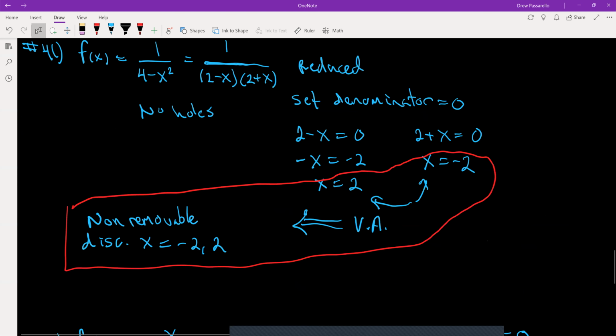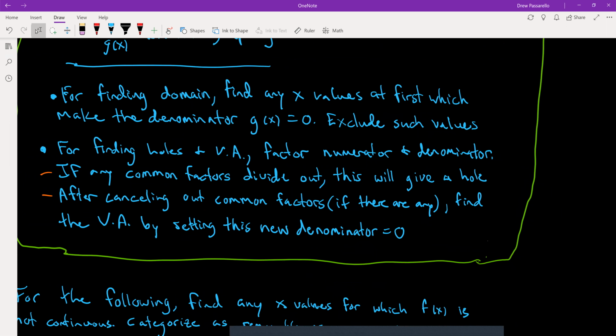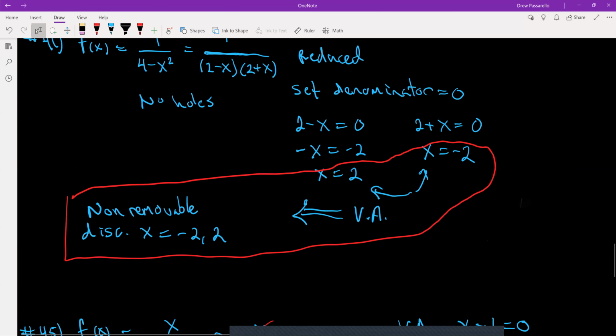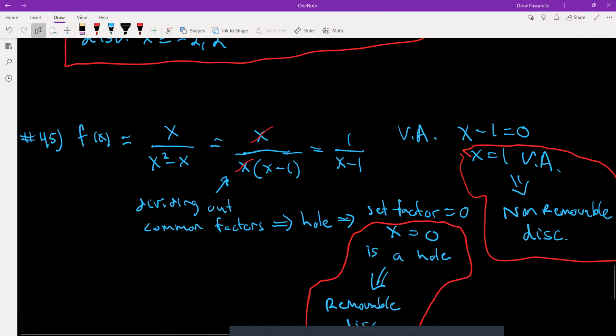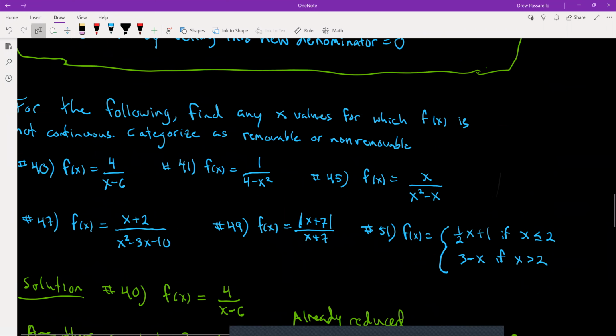And this follows from my strategy. For finding holes and vertical asymptotes, you factor numerator and denominator. Any common factors that divide out give you a hole. After you cancel out the common factors, you find the vertical asymptote by setting the new denominator equal to 0. After I canceled out the common factors, the new denominator was x minus 1. Setting that equal to 0 gives me x equals 1, so that's going to be the vertical asymptote. All right, so that's number 45. The next one's number 47.